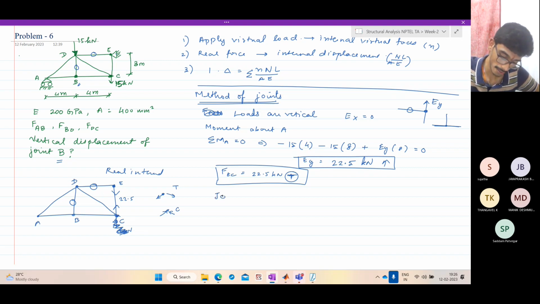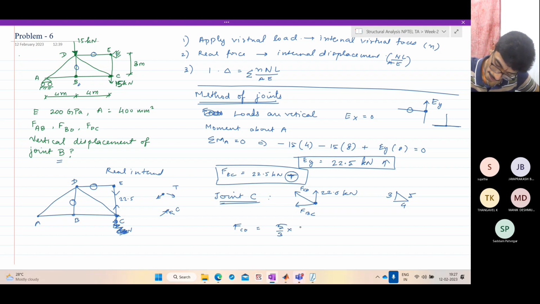So coming to joint C. Draw the free body diagram. We have 22.5 upwards. You have an unknown force CD, FCD, and you have an unknown force FBC. Enforce sigma Fy equal to 0. So this is a 3 by 4 triangle, right? So this is 3, 4, and 5. So FCD is 5 by 3 times 22.5 kilonewtons.